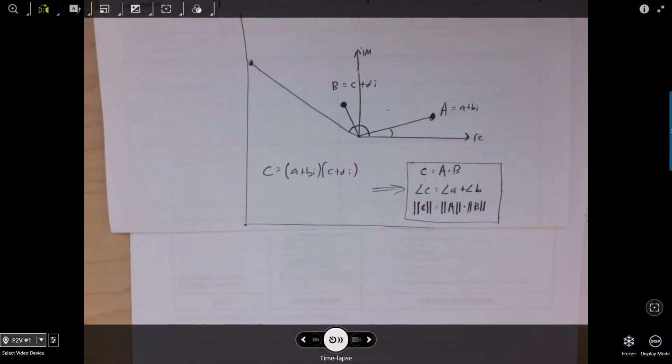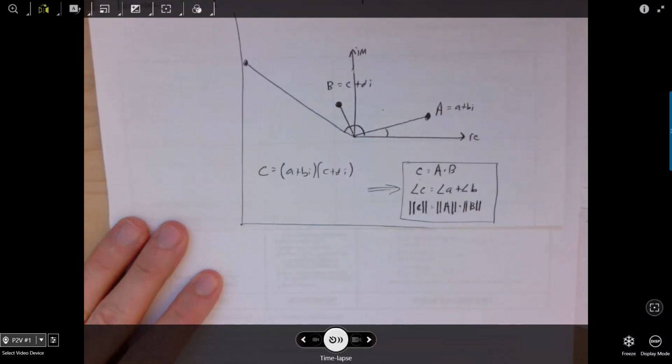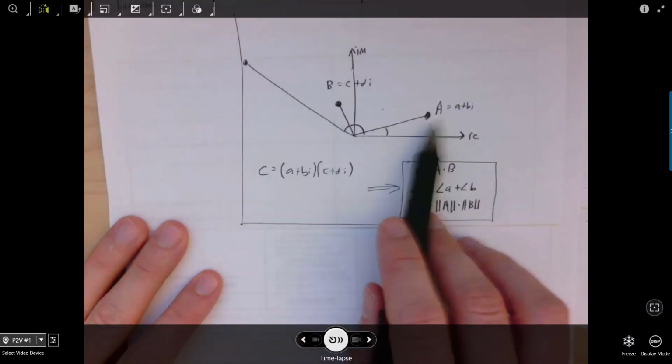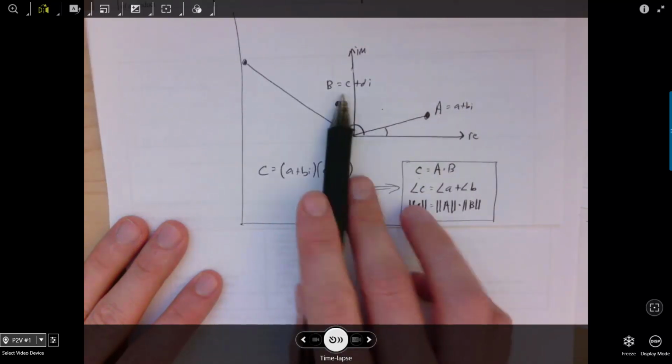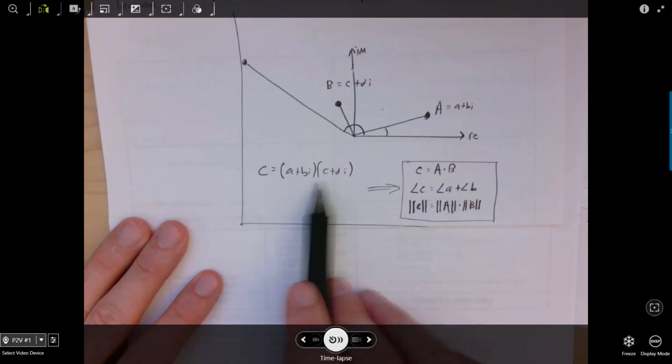Hi everyone, rapid review of the problem we ended with. So we talked about two different ways of thinking about multiplying complex numbers. If I've got a number a, which is a plus bi, and b, which is c plus di, you could multiply them out this way and then collect the real parts and the imaginary parts.